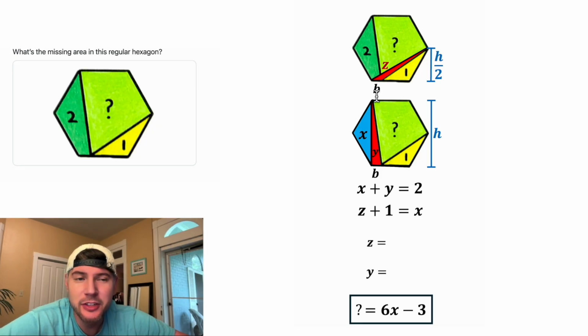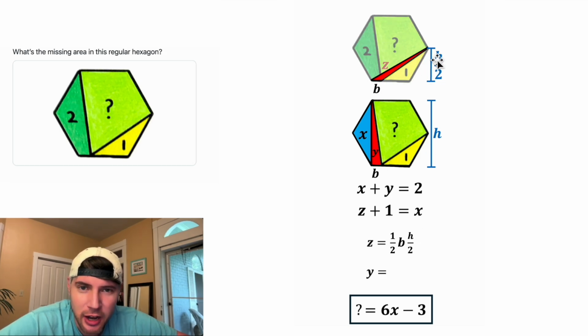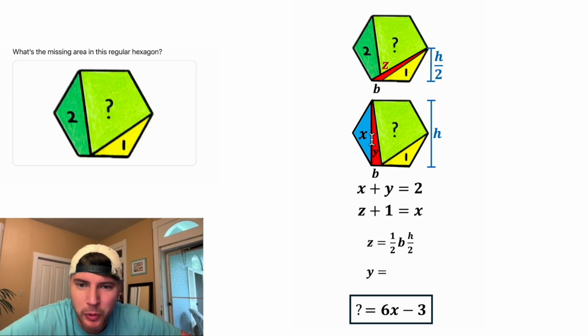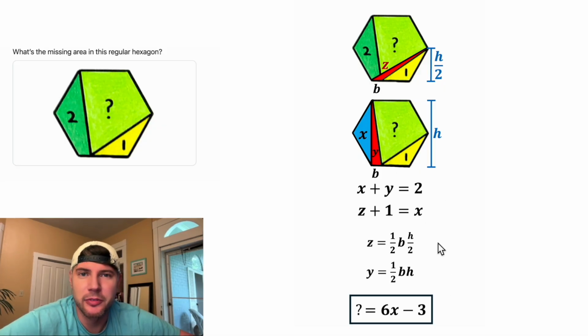So now the area of the triangle Z is going to be 1/2 times the base, which is B, times the height, which is H over 2. And if it's not obvious, we can clear this out. You can see the height of this triangle is the H over 2. And then for the area of triangle Y, we can do 1/2 the base of B times the height of H. And now we have 4 equations. I'm hoping we can solve it from here.